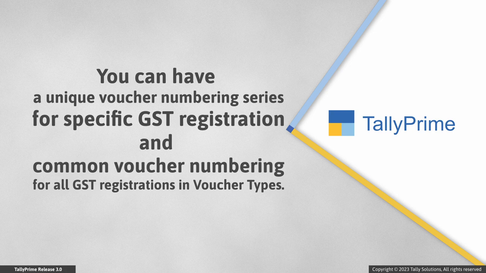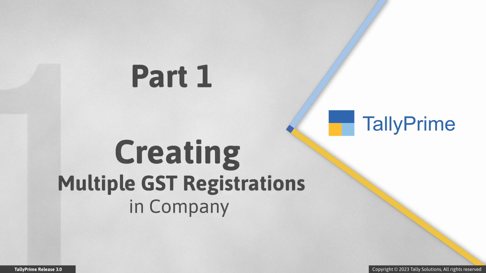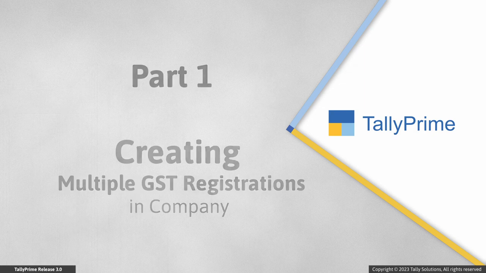If your business has branches at different locations with separate GST registrations, then you can create multiple GST registrations in a single company in TallyPrime Release 3.0 and later releases. This helps you to maintain a single company data in which you can record transactions and view reports for all your GST registrations. First, let us see how to add multiple GST registrations to your company.